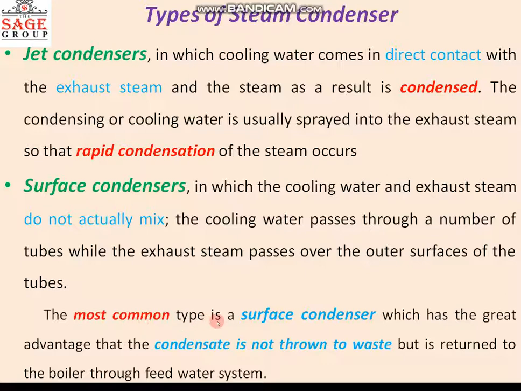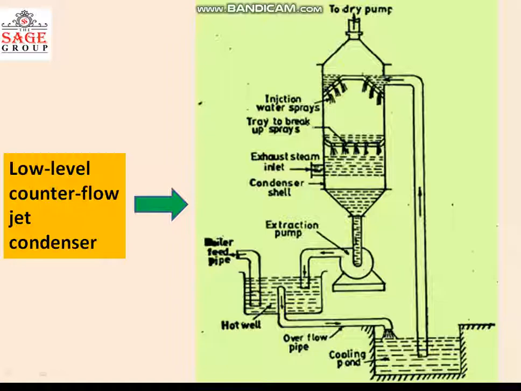So the most common type is a surface condenser, which has the great advantage that the condensate is not thrown to waste. It is an important point, but it is returned to the boiler through the feed water system. It is the most common type.